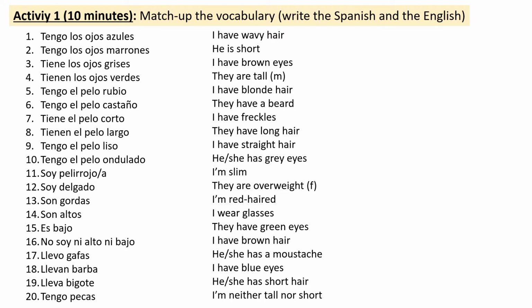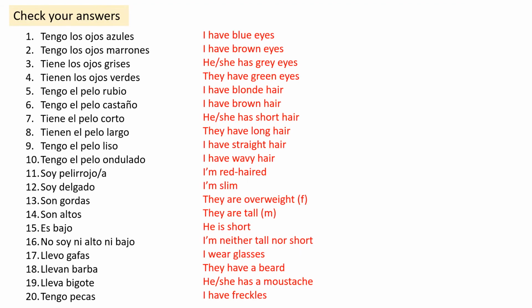Okay, chicos, let's check your answers. Tengo los ojos azules means I have blue eyes. Tengo los ojos marrones is I have brown eyes. Tiene los ojos grises is he or she has grey eyes. Tienen los ojos verdes is they have green eyes. Tengo el pelo rubio is I have blonde hair. Tengo el pelo castaño is I have brown hair.